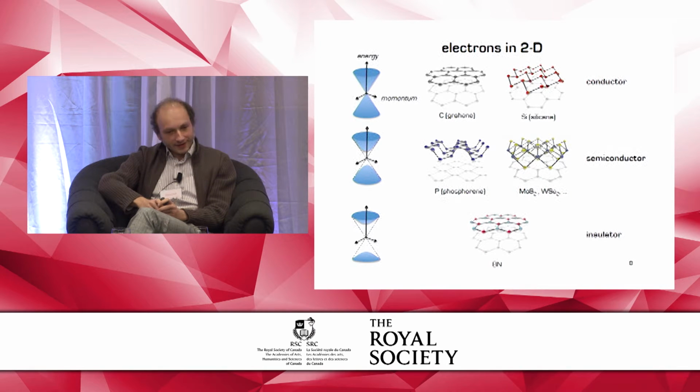And so this then brings up the topic of what do electrons do in 2 dimensions. So in the top row, I show you the energy momentum curve, which corresponds to cones. And that is the energy momentum relationship that is appropriate for electrons sitting in a piece of graphene and also in a funny material called silicene, which is composed of silicon atoms.